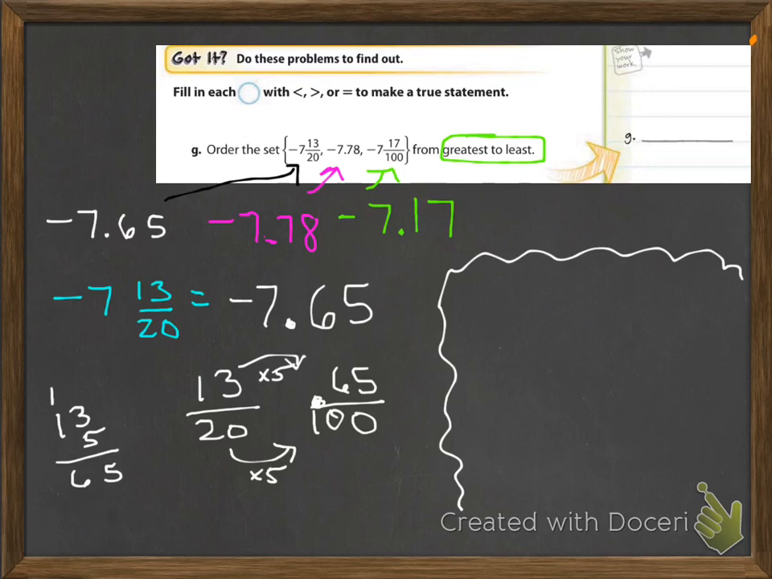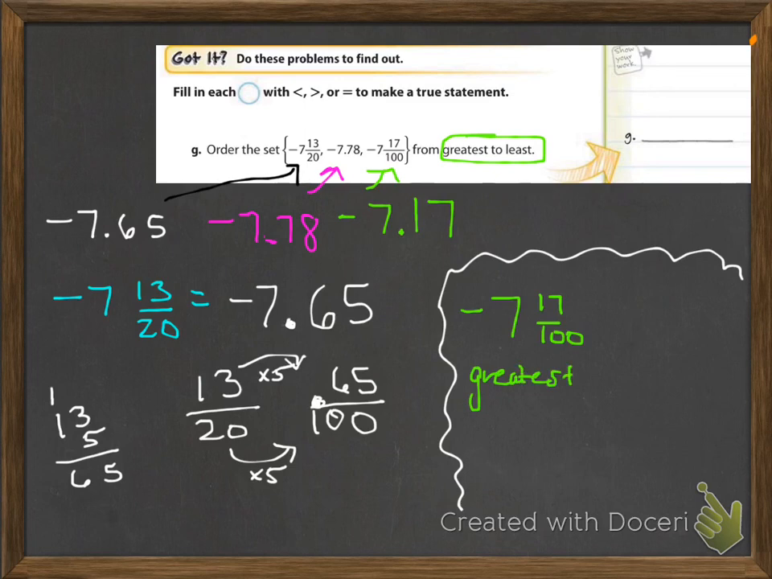If I owe you $7.78, that's the smallest number right there. So if you're looking, we need greatest to least, so we need the number that's closest to 0 in this situation. So negative 7.17 is actually going to be the greatest, but remember we have to have that in original format. So it's negative 7 and 17 hundredths. So that is our greatest right here, okay?